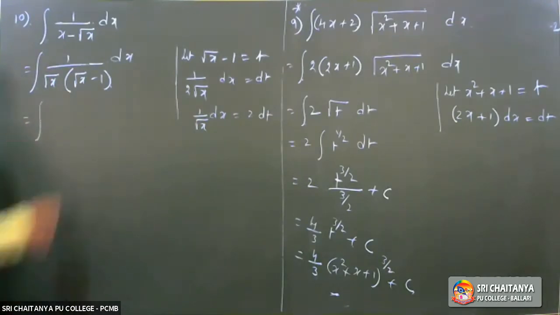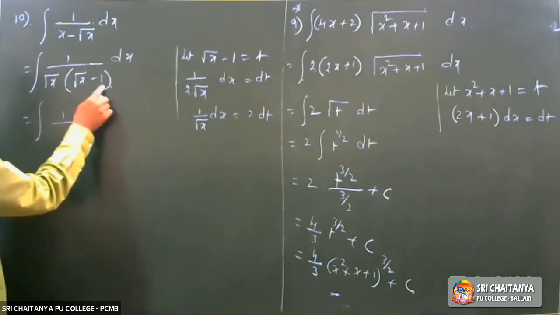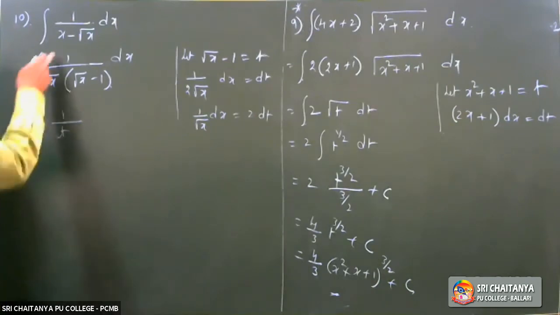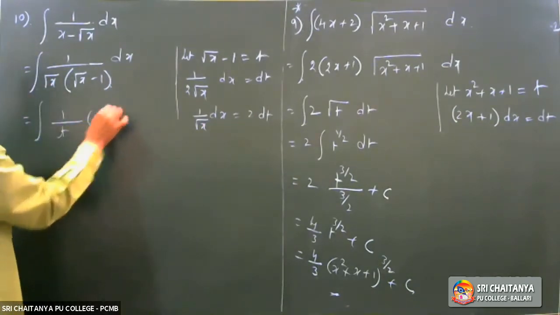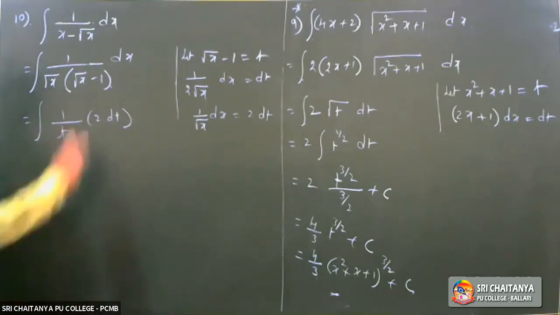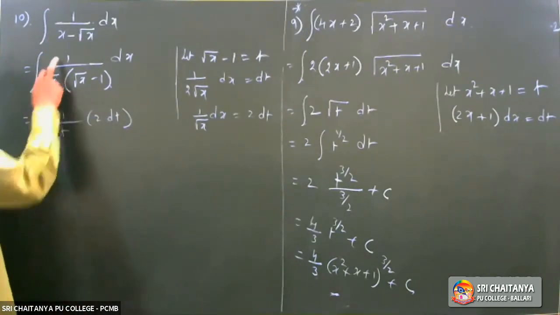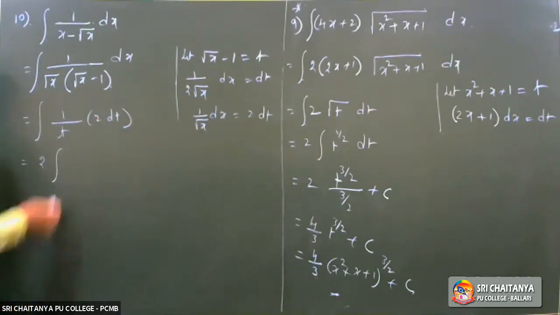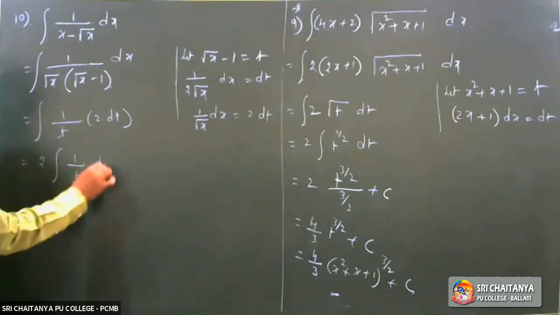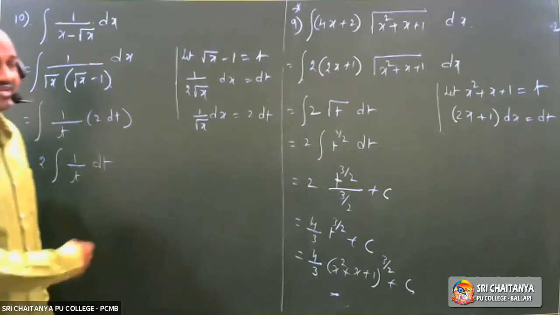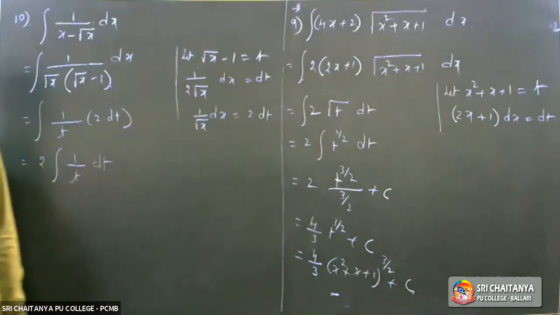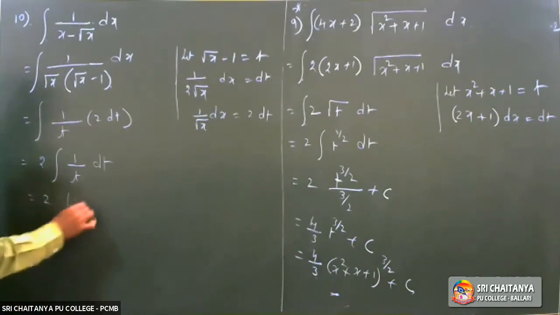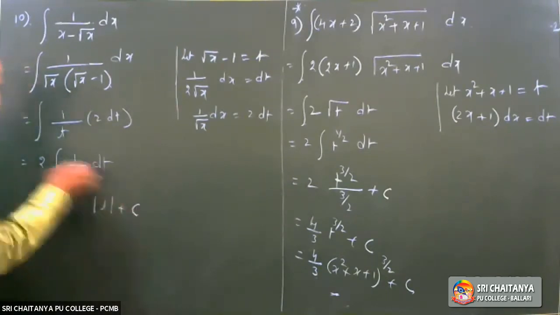Integral of 1 by root x minus 1 is t. Okay? This root x minus 1 is t, and 1 by root x dx is equal to 2 dt. So 2 into the integral of 1 by t dt. Now it is the integral of 1 by x form. What is the formula for the integral of 1 by x dx? It is log x. So 2 log mod t plus c.